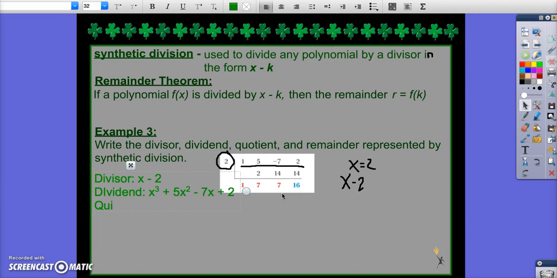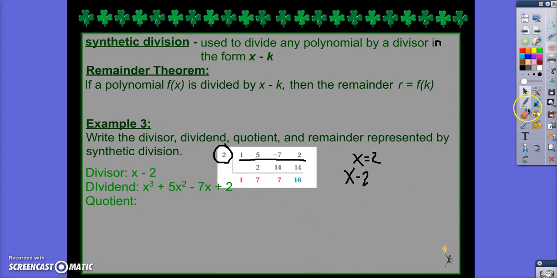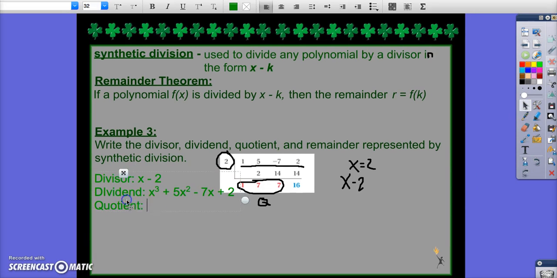Quotient is with your final answer. These all here represent the quotient. Because remember, the last one will be a remainder. We want quotient and remainder. So if I started off with x cubed, and I'm dividing by an x, 3 minus 1 is 2. So we're going down to x squared. So it'd be x squared plus 7x plus 7. Where all that came from is right here.